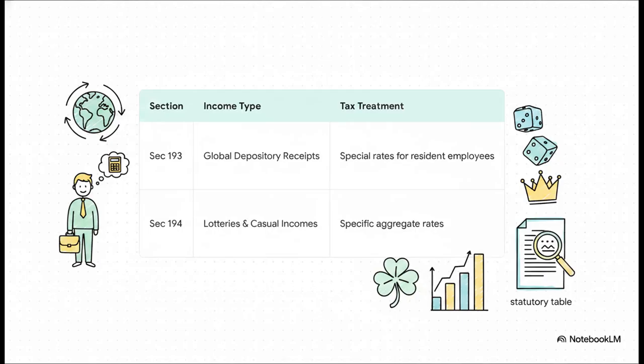Next up, we have Sections 193 and 194, and these guys create very specific tax buckets. Section 193 is tailor-made for resident employees in knowledge-based industries who deal with global depository receipts, GDRs, bought in foreign currency. On the flip side, Section 194 takes care of casual incomes. We're talking lottery winnings, crossword puzzles, that kind of thing. It applies specific, aggregate rates straight from the statutory table, and it completely ignores whatever your normal salary or business income happens to be.